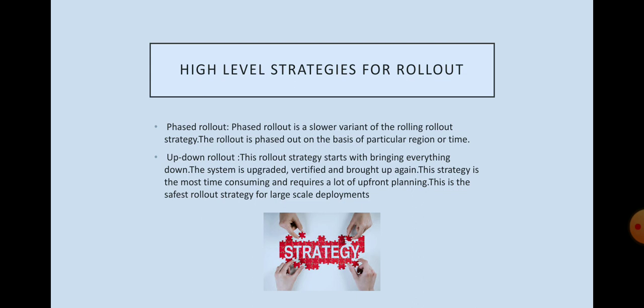And the last and final one is up-down rollout. This rollout strategy starts with bringing everything down. The system is upgraded, verified and brought back up again. This strategy is the most time consuming and requires a lot of upfront planning. This is the safest rollout strategy for large scale deployment. These are the high level strategies for the rollout.